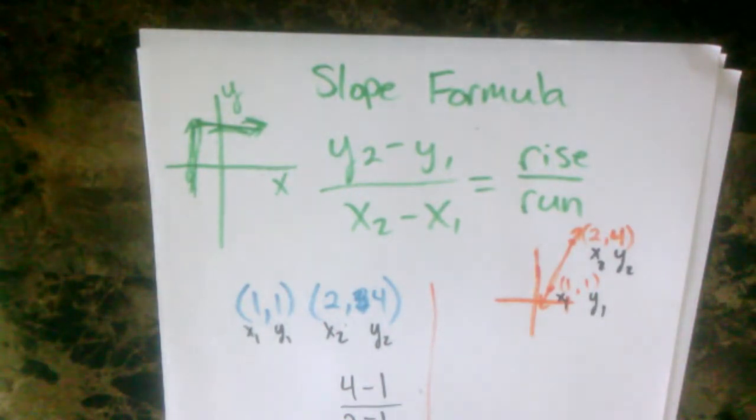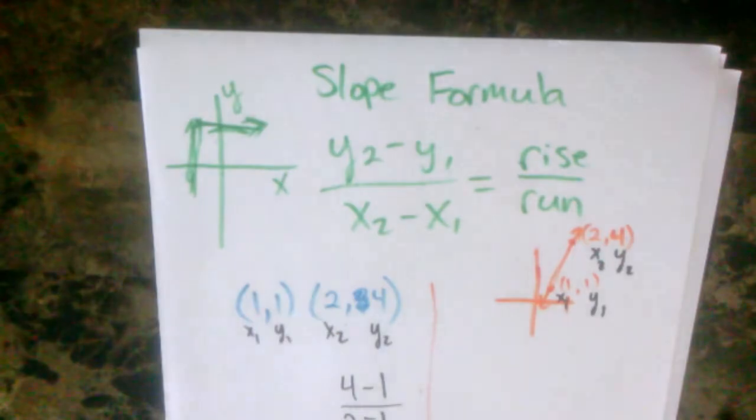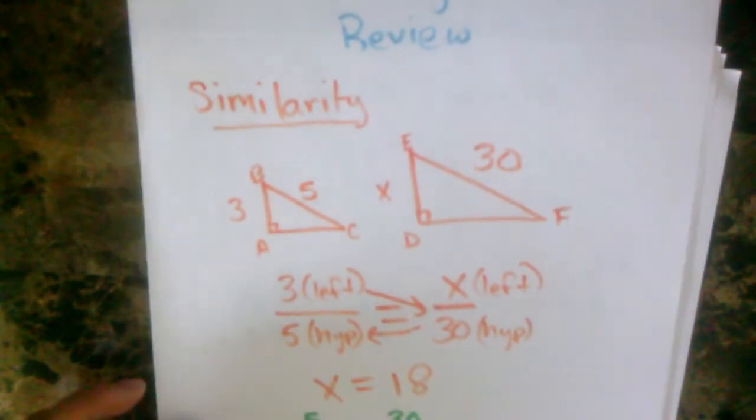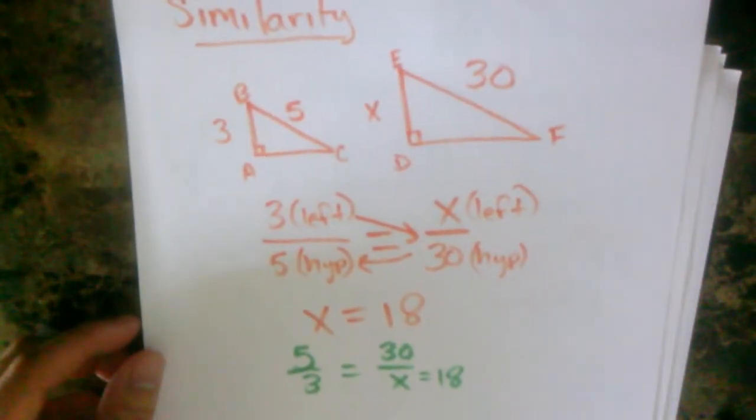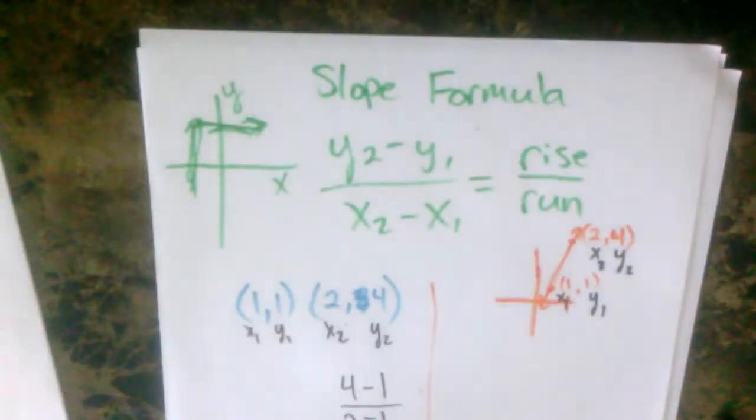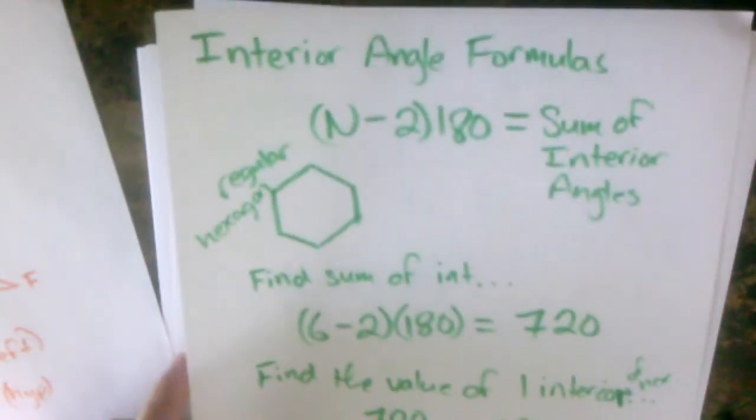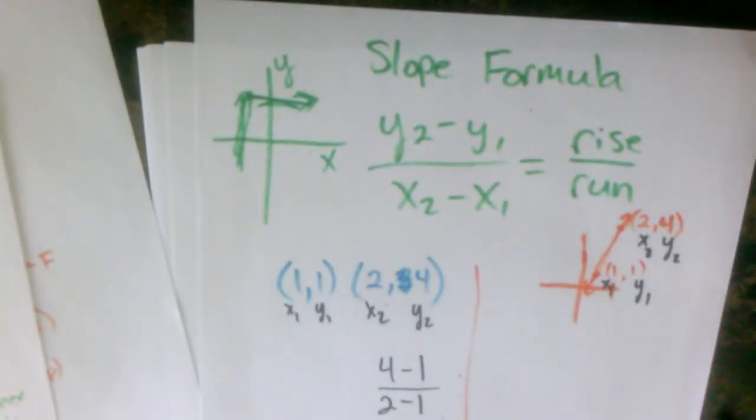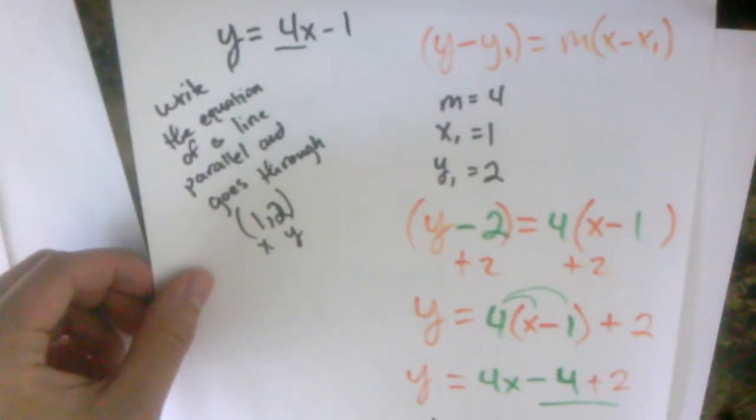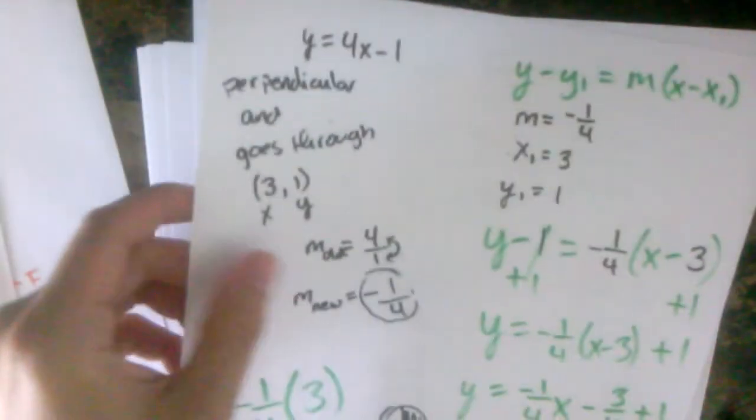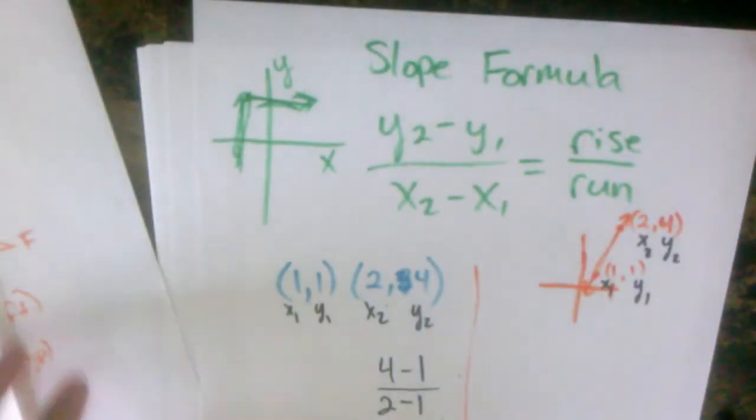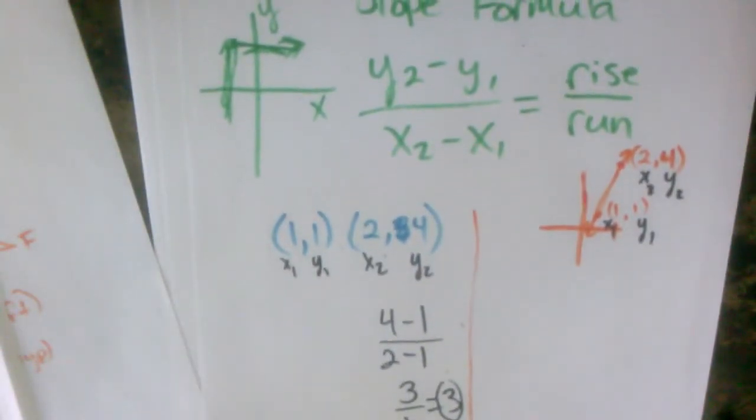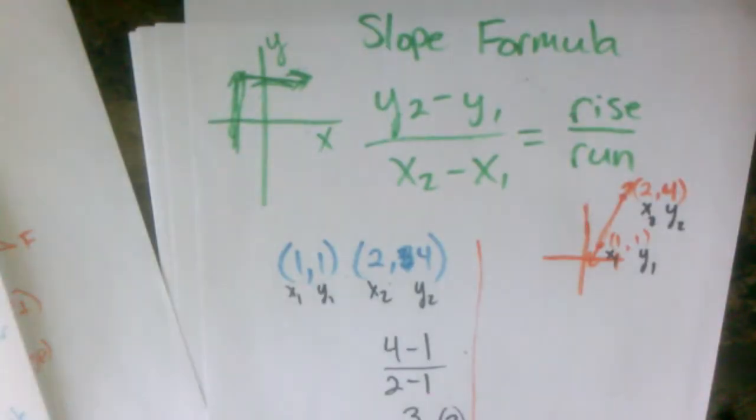Again, don't forget, the 4 topics that we covered were similarity, interior angle formula, parallel and perpendicular lines, and then slope. Similarity was at the beginning of the video, so feel free to go back to the beginning where we described this. Interior angle formula, again, go back to the beginning of the video where we explained all of this. Parallel lines, perpendicular lines, and then slope formula. Those are the things you need to know for your geometry test.